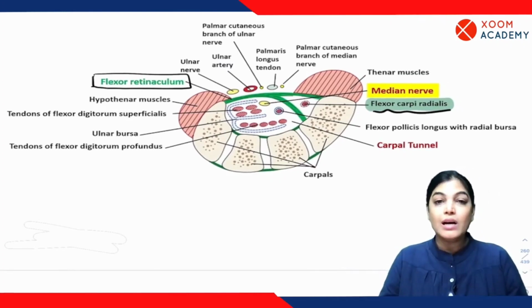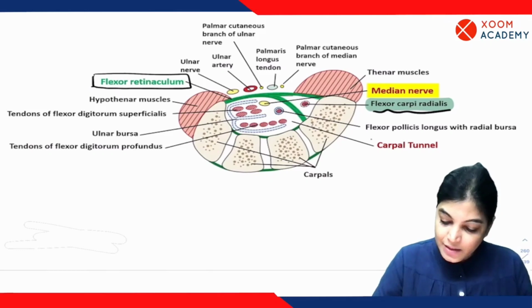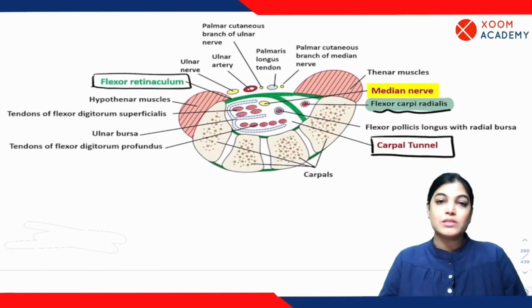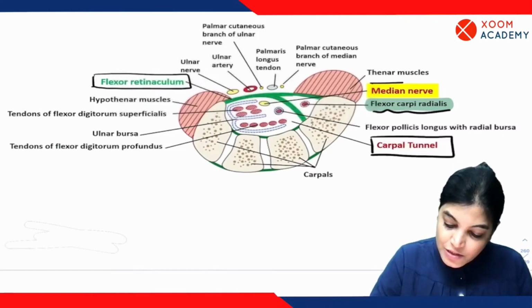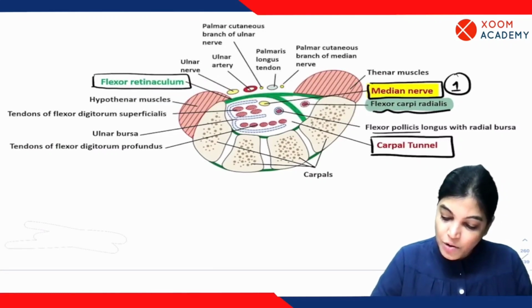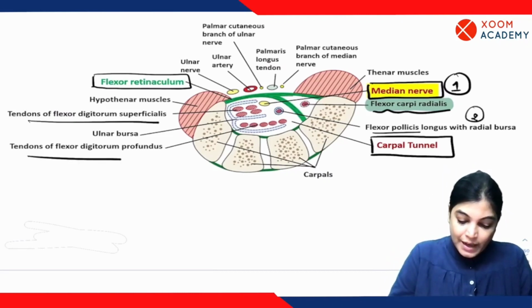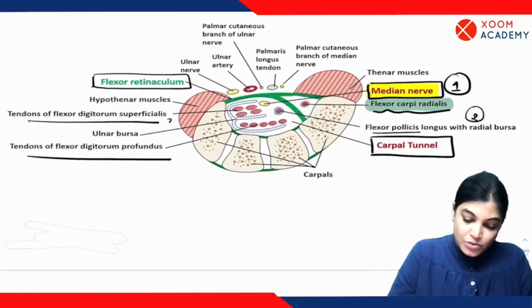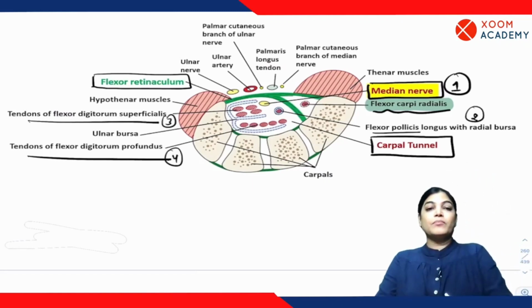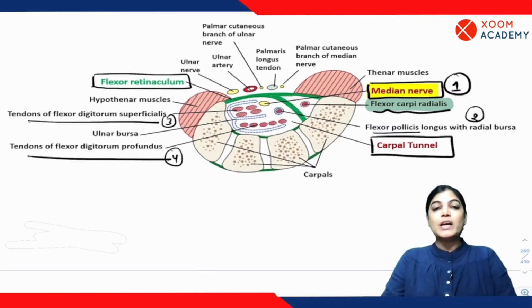Now, deep to the flexor retinaculum, the space lying there is called the carpal tunnel. Let's see the structures passing in the carpal tunnel. The most important nerve passing through the carpal tunnel is the median nerve. Other than that, we have flexor pollicis longus, which is covered with radial bursa. The tendons of flexor digitorum superficialis and flexor digitorum profundus have a common sheath surrounding them, the ulnar bursa, and flexor pollicis longus passes through the radial bursa.